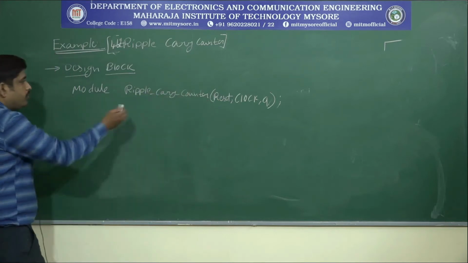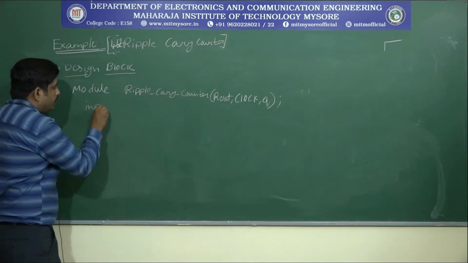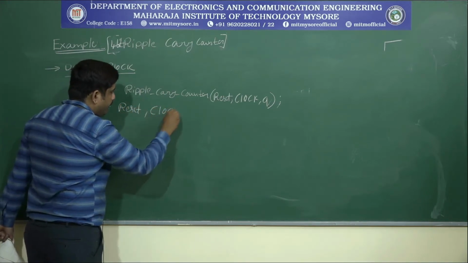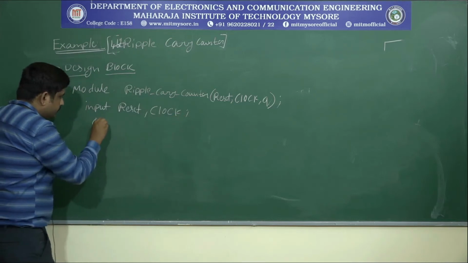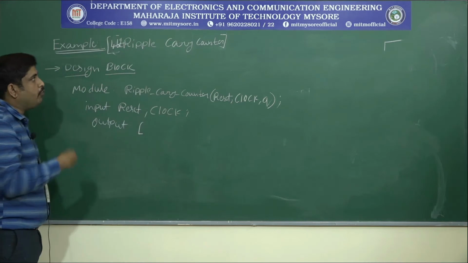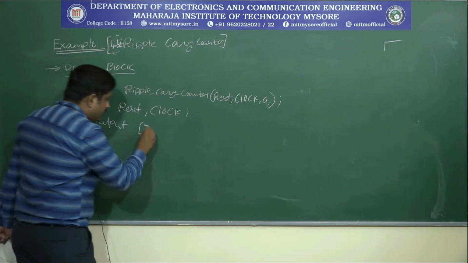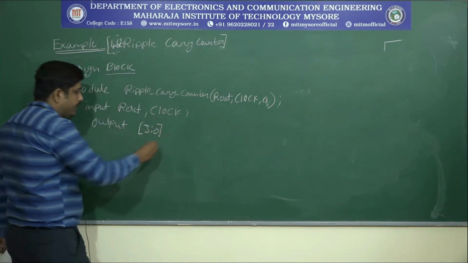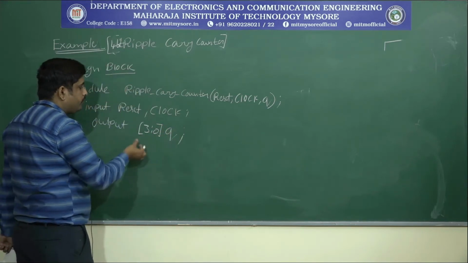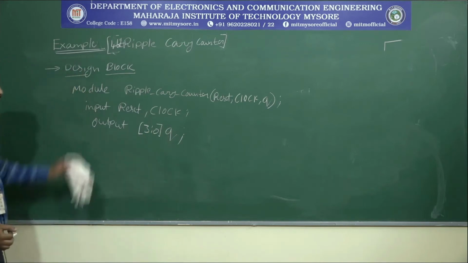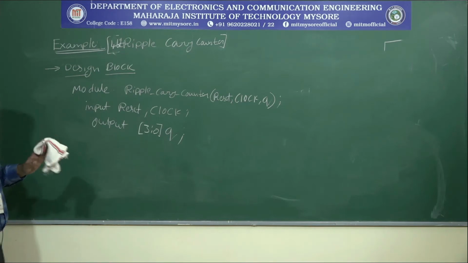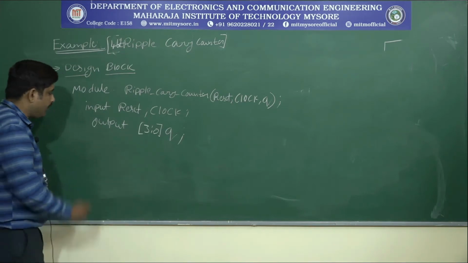After this we have to declare inputs and outputs. The inputs are reset and clock. The output is a 4-bit counter, so obviously it's 3 down to 0. It indicates a 4-bit Q, which is nothing but Q of 0, Q of 1, Q of 2 and Q of 3. So here in the 4-bit ripple carry counter, there are 4 instances we have to write.